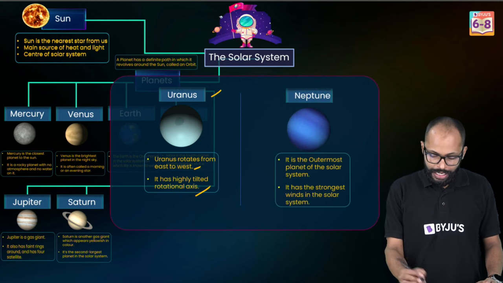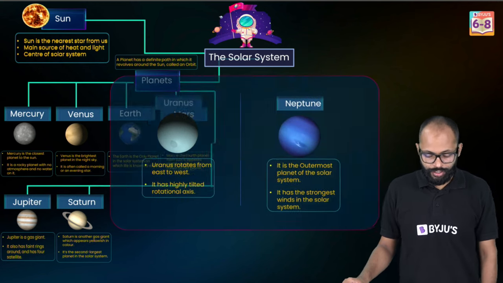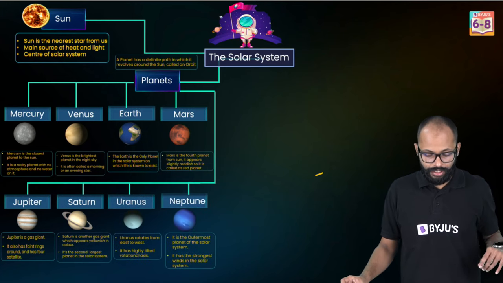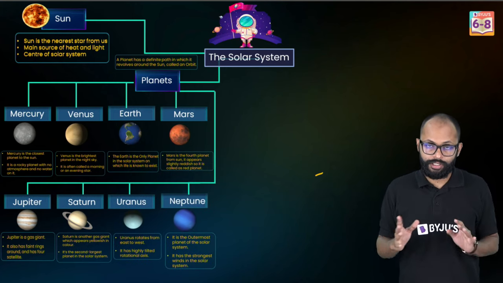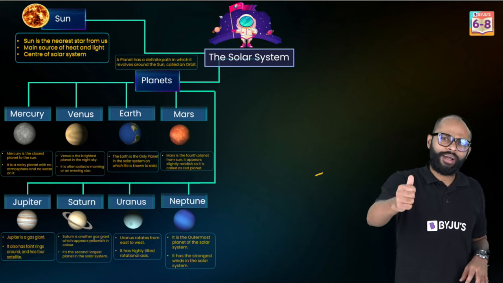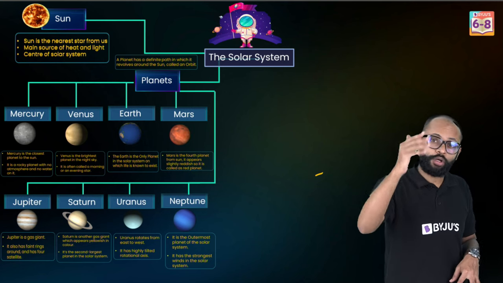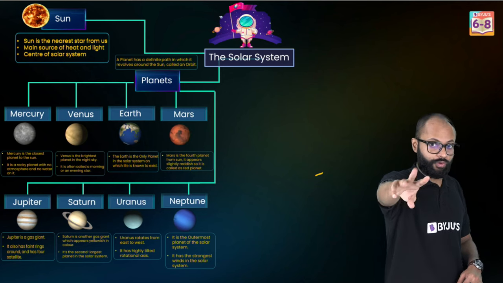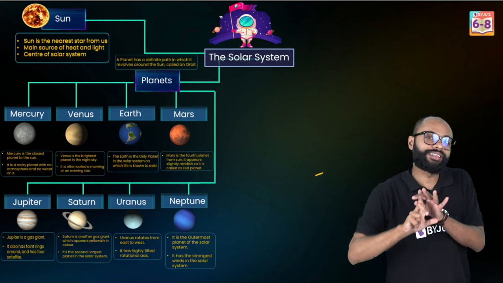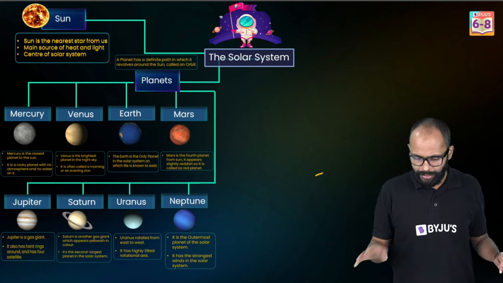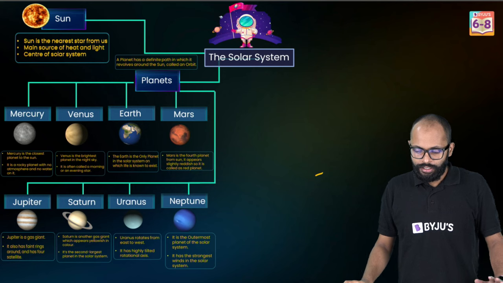Next is Neptune. It is the outermost planet of the solar system. It has the strongest winds in the solar system. This is the outermost planet of the solar system, okay? Uranus and Neptune. There used to be one more, Pluto, which was removed. Why? Because it did not qualify. I had discussed this before, right? There used to be criteria. We talked about this earlier, right? Okay, now listen.